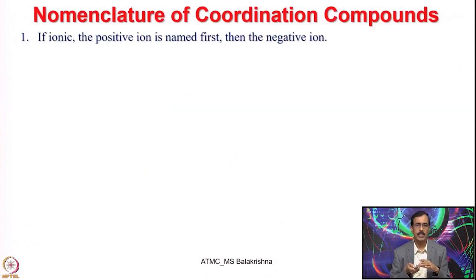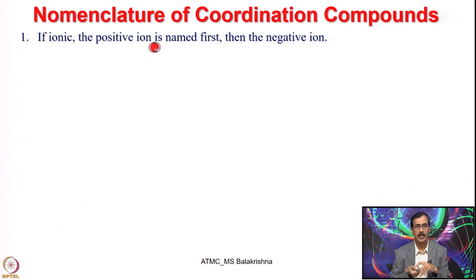Before I conclude this lecture, let me bring to your attention the nomenclature of coordination compounds once again. You should remember that earlier we used to name anionic ligands first, neutral ligands second, and then cationic ligands at the end, and then the name of the metal. Now the convention is that, irrespective of the nature of the ligands, we should use only alphabetical order. Alphabetical order should be used while naming a complex.